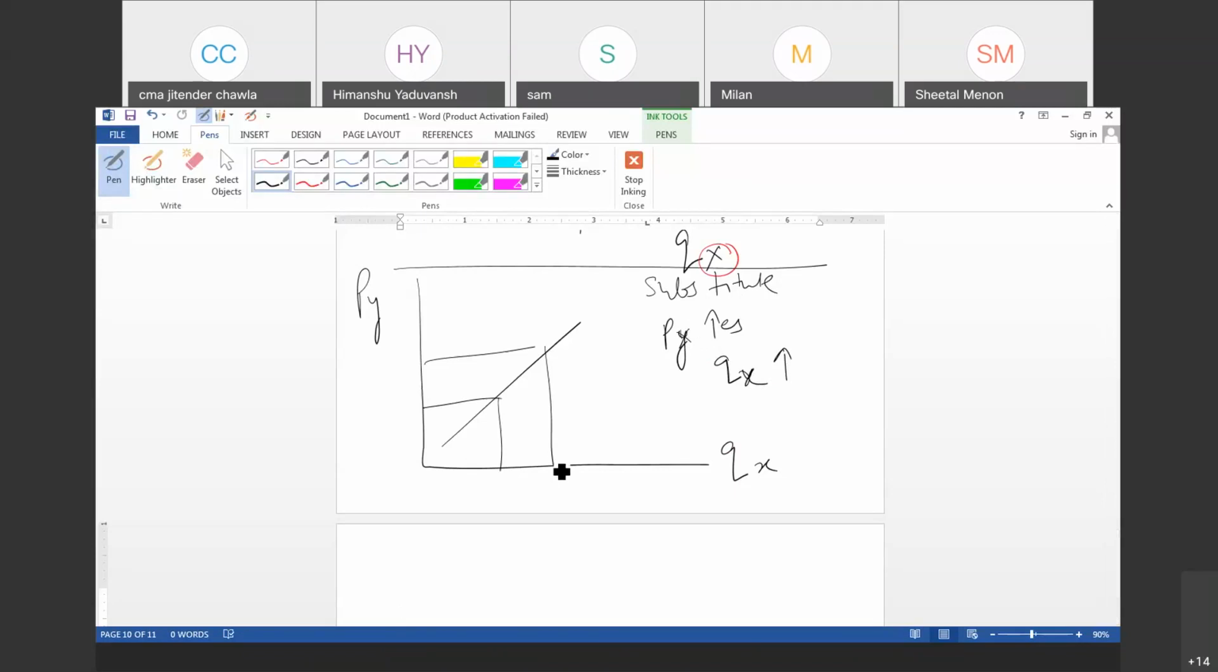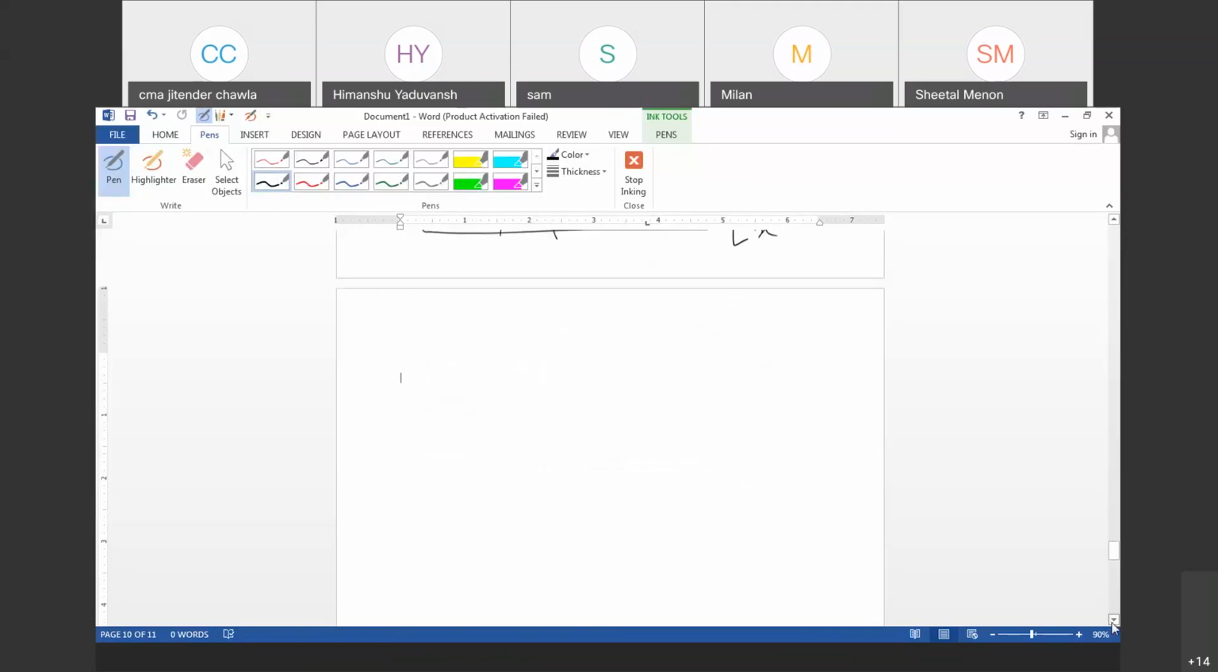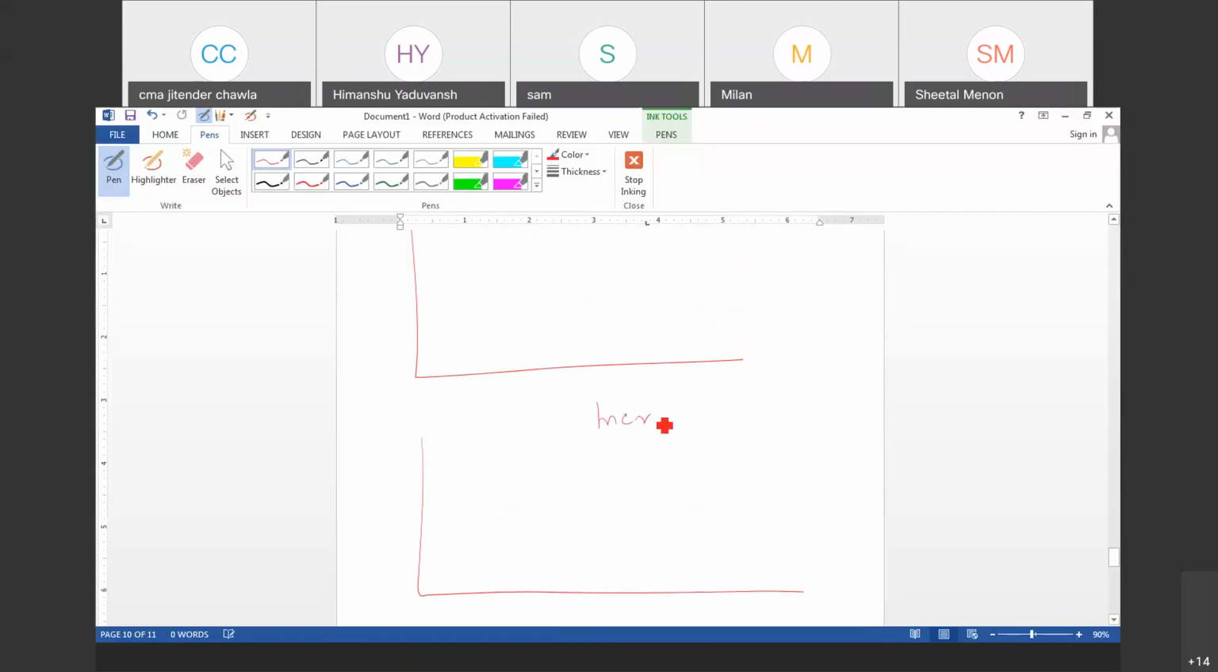Next one is expansion, contraction in demand. Increase and decrease in demand. Okay.